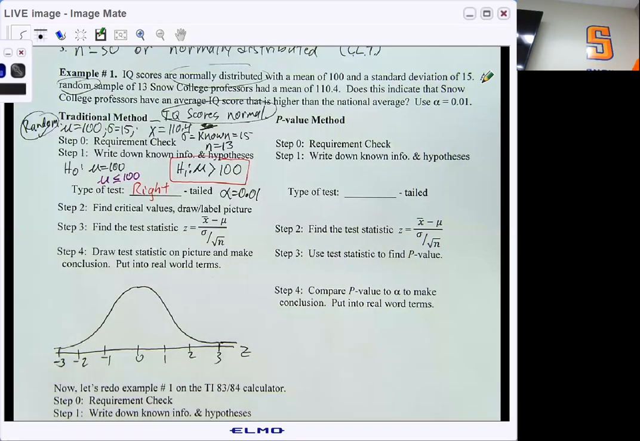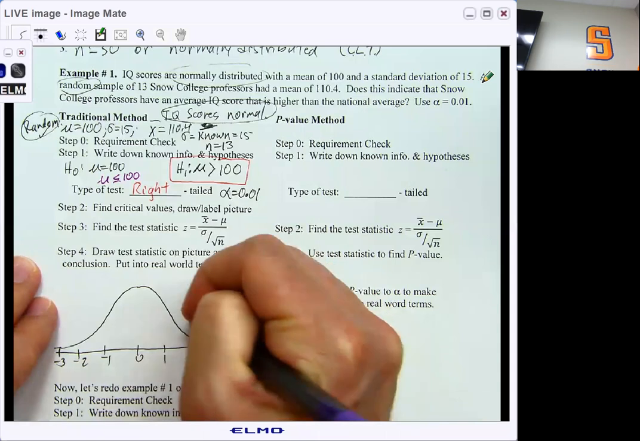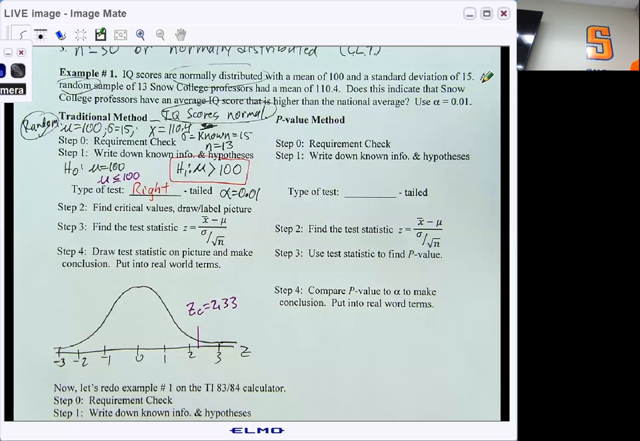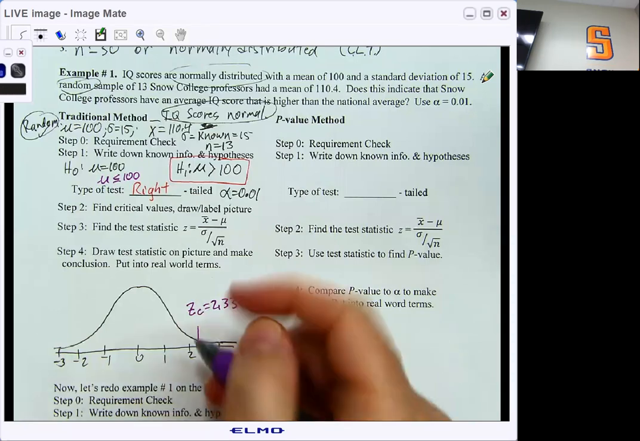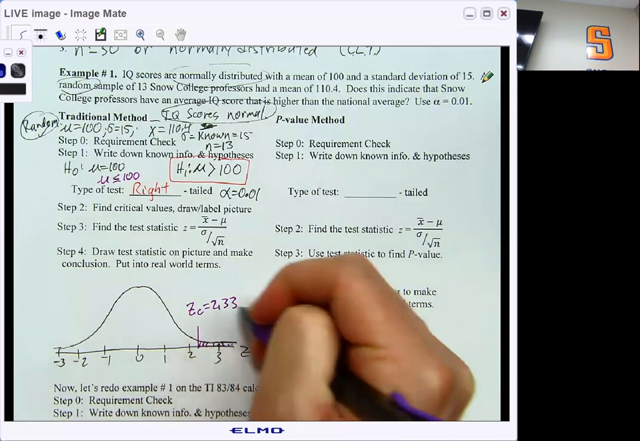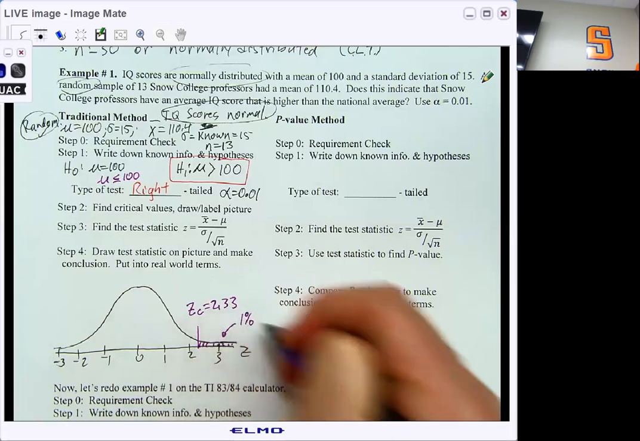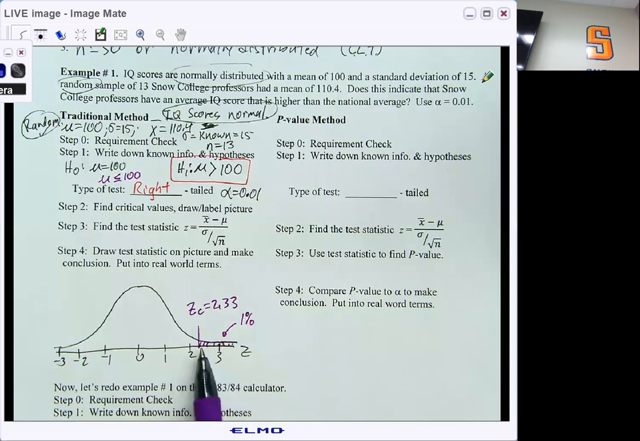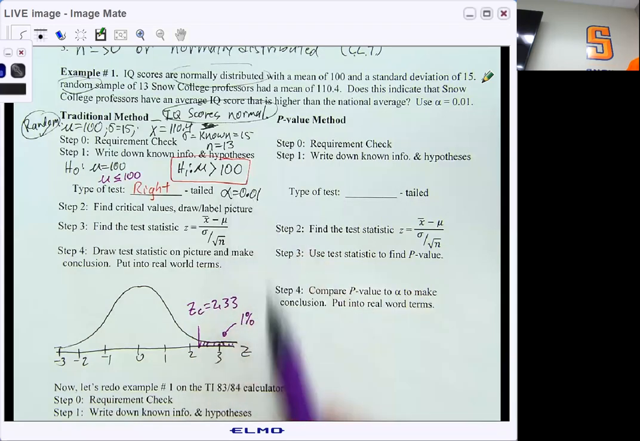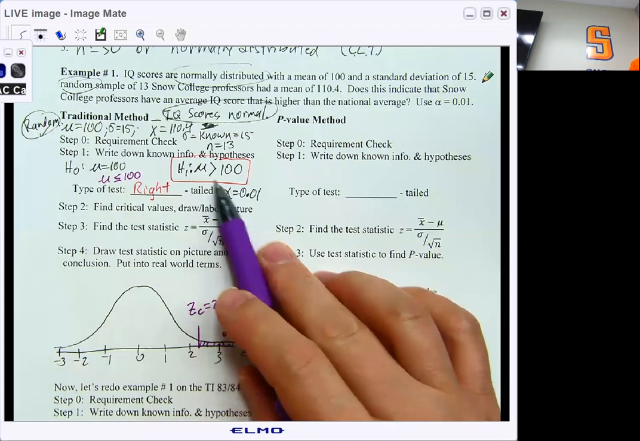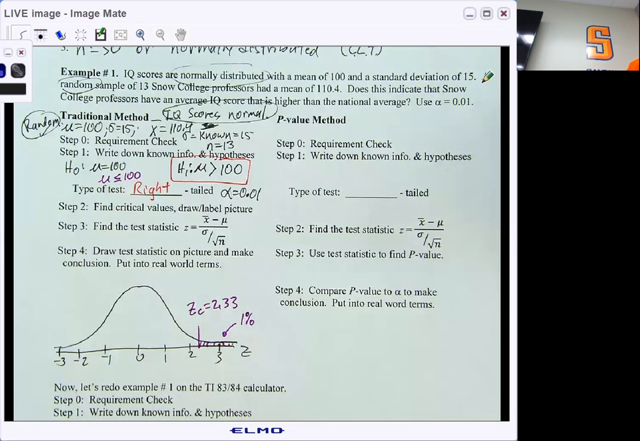So our critical value is 2.33. We'll think of this as our beyond reasonable doubt, and we'll shade to the right. Note that this gives me, in purple, 1% of the area under the curve. Now, if we land there, then we will reject H0, come back with a guilty verdict, and conclude that we do have enough evidence to say that the average IQ score is over 100 for Snow College professors. But we need to actually listen to the evidence.